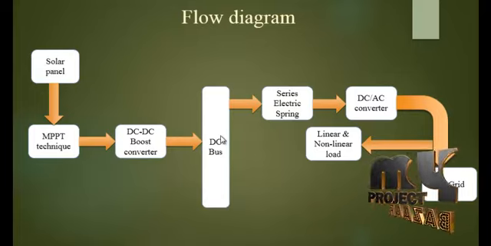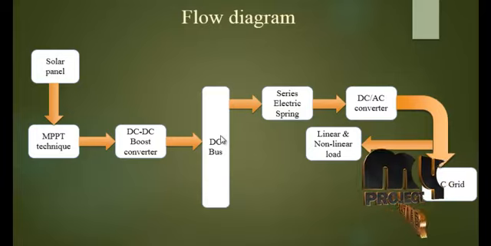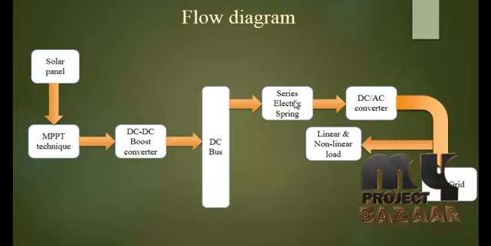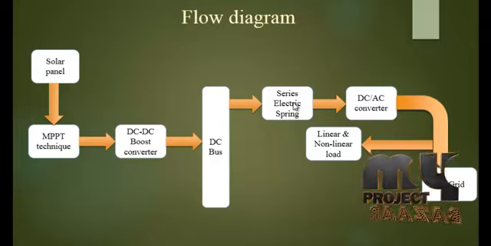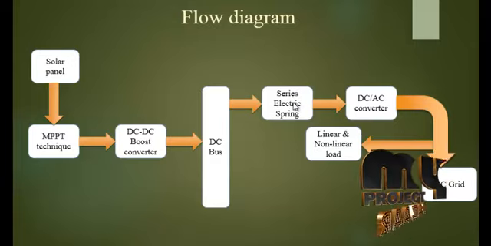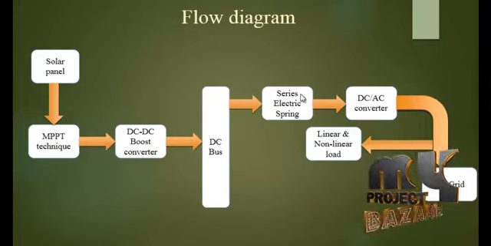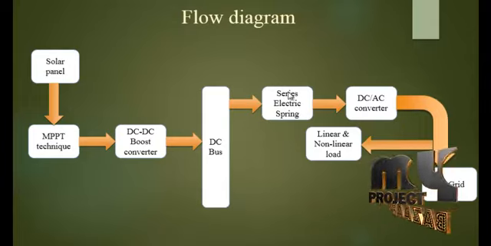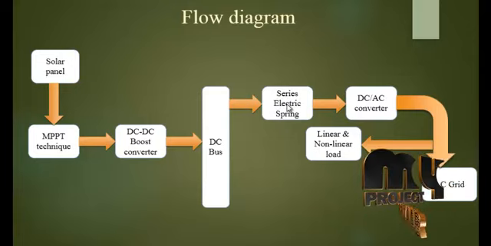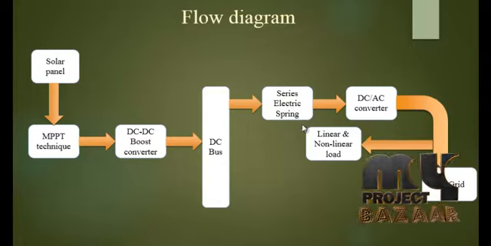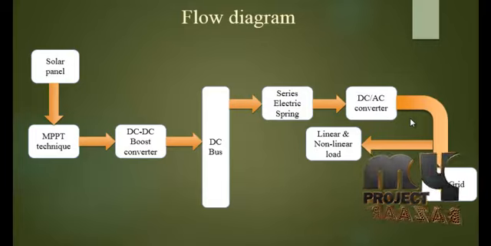The DC bus carries DC voltages and current. Then it passes to the electric spring. Our base paper says series and shunt electric springs can be used, but this flow diagram is only for the series electric spring. The electric spring addresses the AC frequency fluctuations. So the series electric spring is connected to the DC to AC converter.